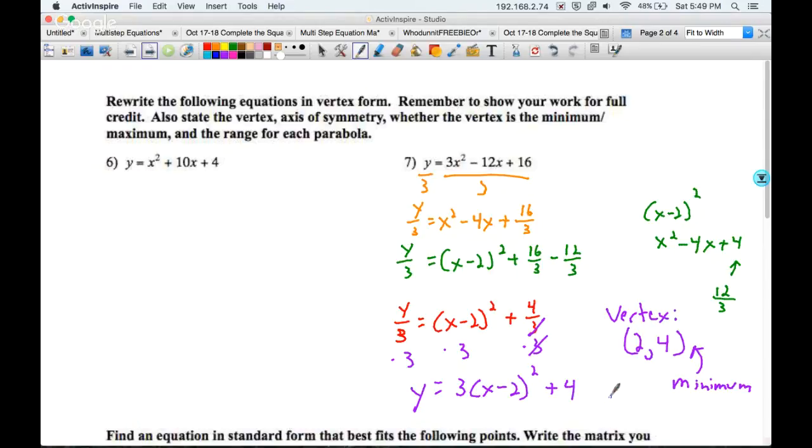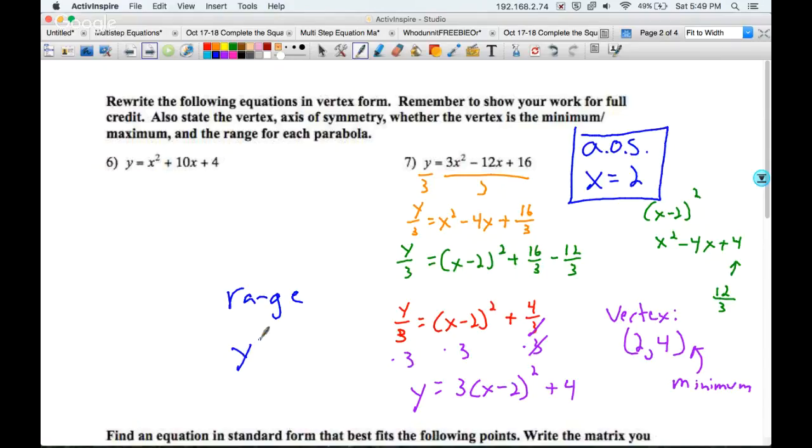The axis of symmetry is a vertical line, so it's going to be x equals, and it should go right through the vertex. The x value at the vertex is 2, so it's just x equals 2. That will give us the axis of symmetry, and now the range. Well, we know that this opens up, so it's going to be y is greater than or equal to the y value of the vertex, which is a 4.